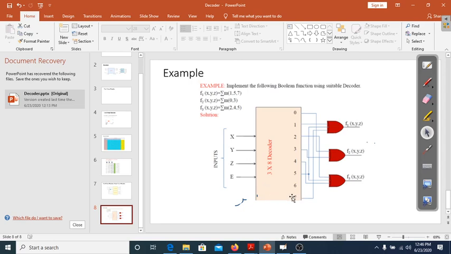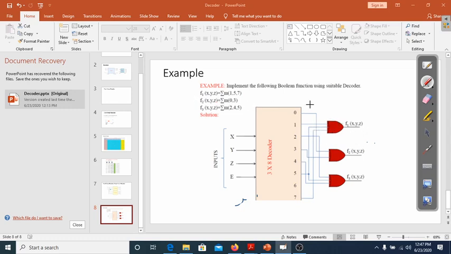Okay, now for the first function you have 3 minterms: 1, 5, 7. So I will use an OR gate with 3 inputs. This OR gate is connected with 1, and then it is connected with this line, this 5, and this is connected with this 7. So this function is implemented.